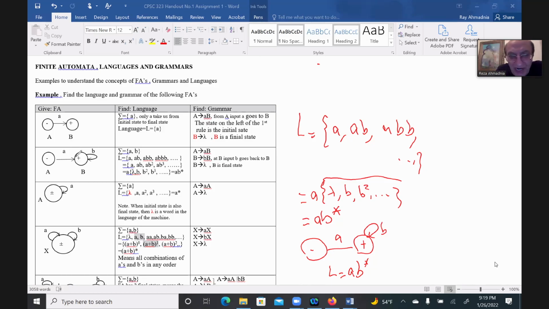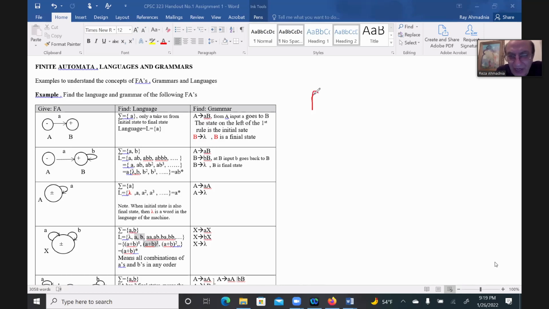What is the grammar of this one here? From state A, if input is A, you get to B. From state B, if input is B, you go back to B, and B is final. So the grammar is: A is in the form of A B, B is in the form of B B, and B is in the form of lambda.